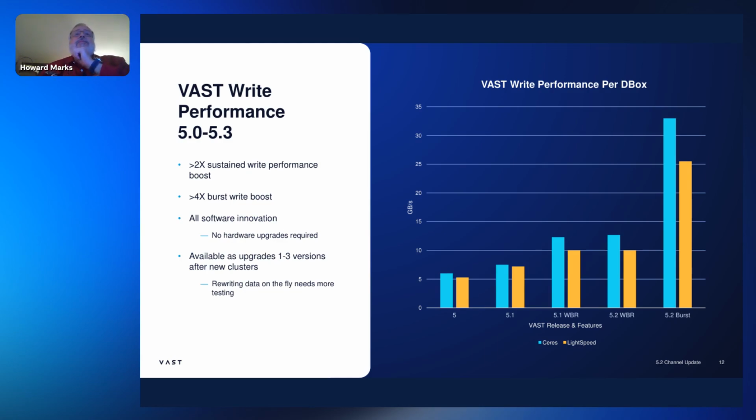In 5.1, we added write buffer erasure coding, which took that to approximately 12 gigabytes per second per D box. In 5.2, we add write buffer spillover into QLC, and that again doubles performance to about 24 gigabytes per second per D box. All of these improvements are to write performance. Read performance remains the same because we had optimized for read performance originally.